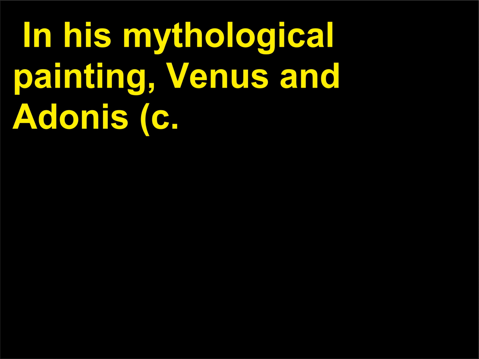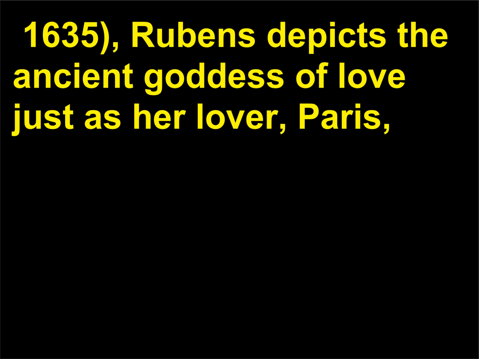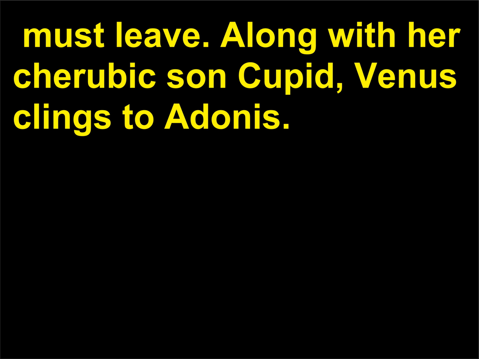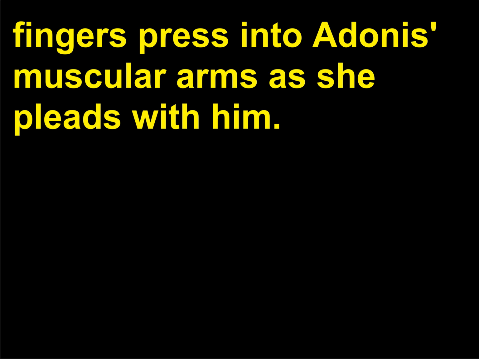In his mythological painting, Venus and Adonis, c. 1635, Rubens depicts the ancient goddess of love just as her lover, Adonis, must leave. Along with her cherubic son Cupid, Venus clings to Adonis. Her long, red hair flows around her face and her supple fingers press into Adonis' muscular arms as she pleads with him.